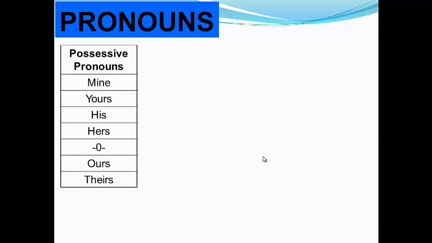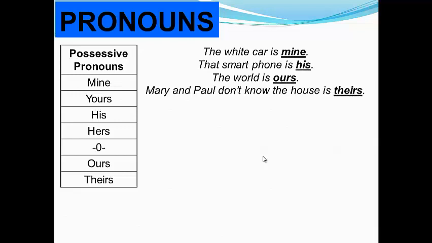Possessive pronouns are used to identify the owner of something. We will generally find them at the end of the sentence, as in. Sometimes we can find possessive pronouns at the beginning of a sentence to express emphasis, as in.